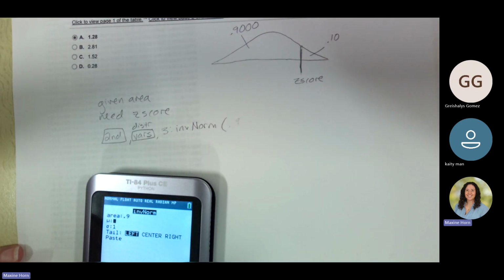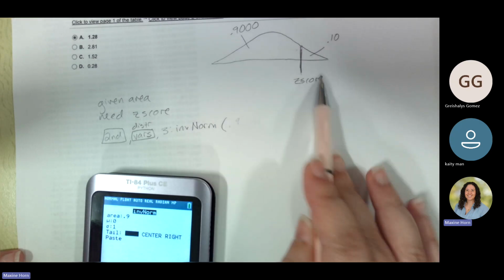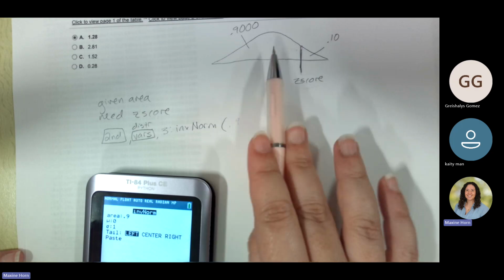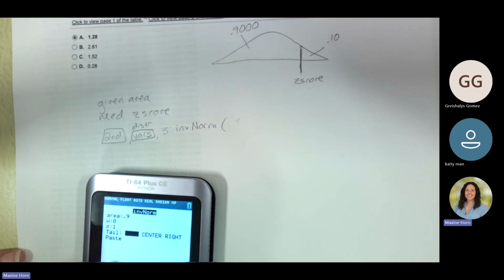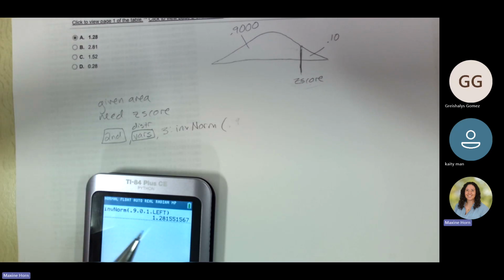And then again, we leave our 0 and our 1, and if you do have this calculator, you want it to say left because the area is occurring to the left of the value that we're asking it to find for us, right? We're not saying that the area is to the right of it, we're saying that the area is to the left of it. So make sure that left is highlighted, okay? And then we hit enter, and we have to go to 2 decimal places. So when we go to 2 decimal places, we get 1.28, okay?